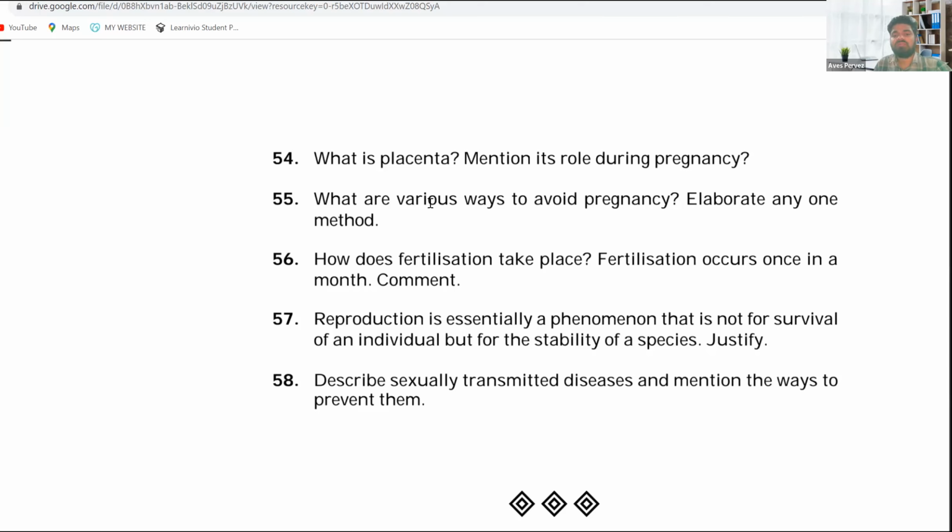Next one is, where does fertilization take place? Question number 56: fertilization occurs only once in a month. Comment. We will simply say that it is because the ovum is released once in a month. When the male and female gametes fuse together, they form a zygote. Since the ovum is released once in a month, fertilization takes place once in a month.